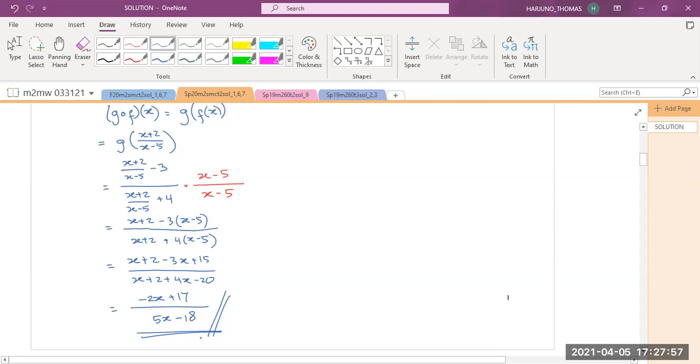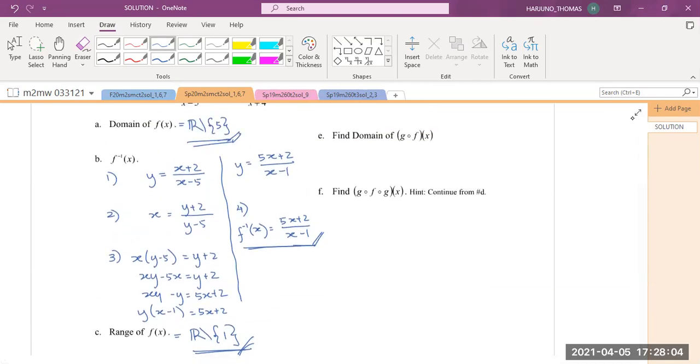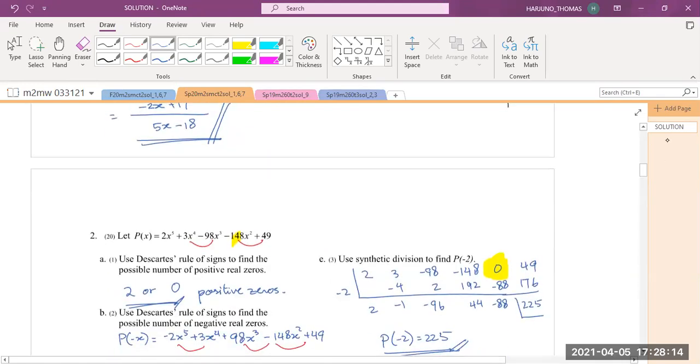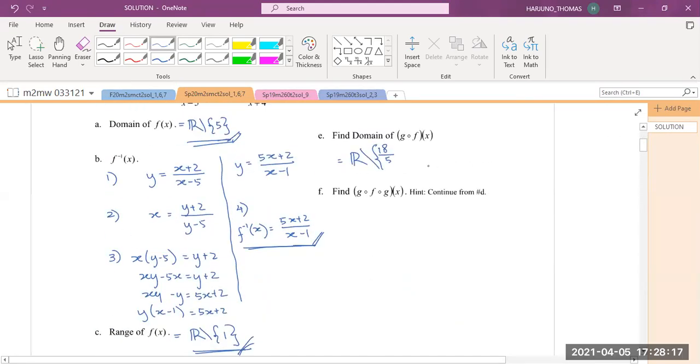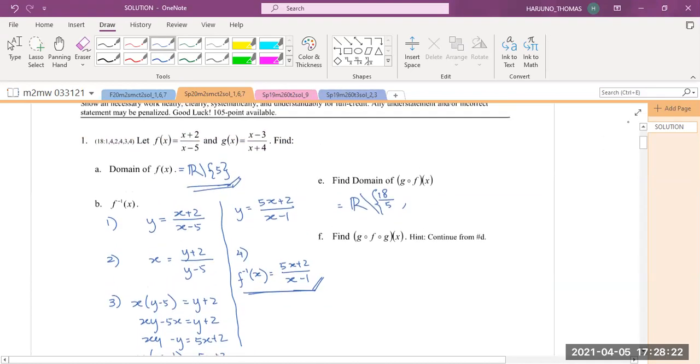So I need to avoid all real numbers except 18 over 5. So the domain of that g compose f is all real numbers except 18 over 5, right? But I also need to avoid the number that f(x) avoids. That is, I need to avoid 5. So this 5 here is coming from that f.